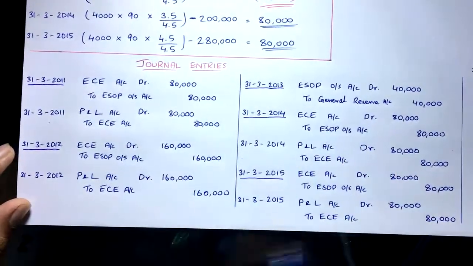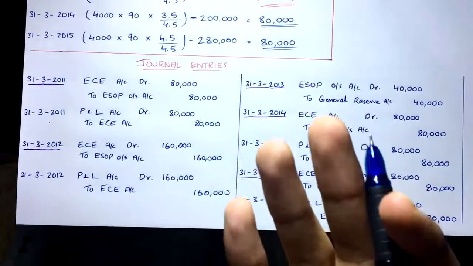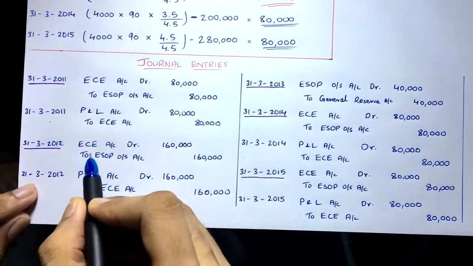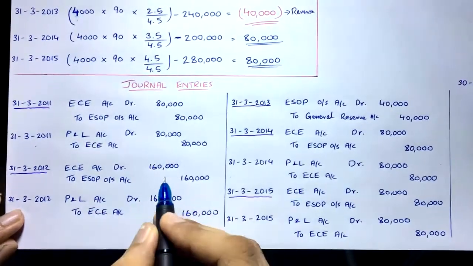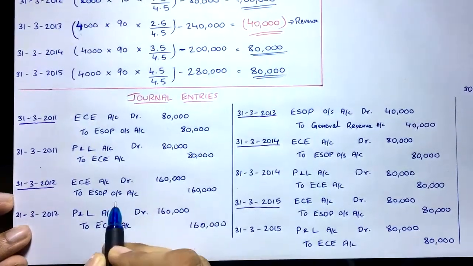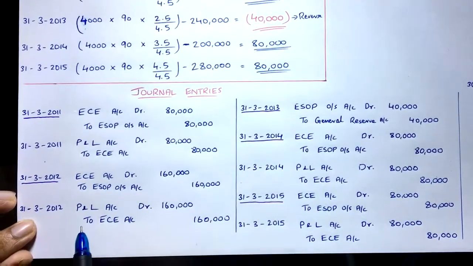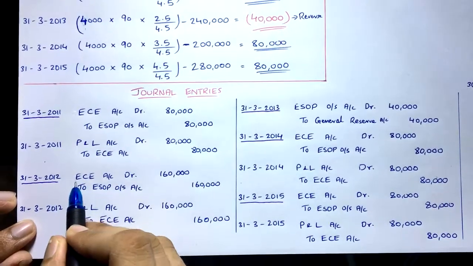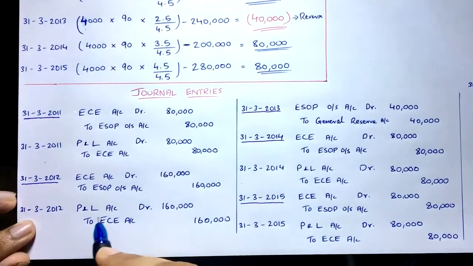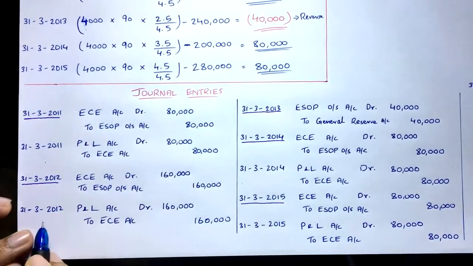And then the second year, 31st March 2012, again the same thing you have to do. Just look at the calculation and pass the same entry. Employee compensation expense account debit 1,60,000. See here, 1,60,000. So take that to ESOP outstanding 1,60,000, recognize the liability, and then transfer it to profit and loss. What? Not the liability, the expense. Employee compensation expense account will be transferred to profit and loss.